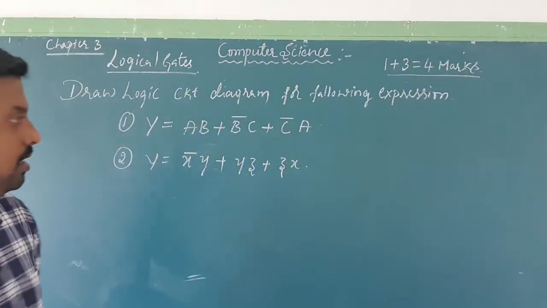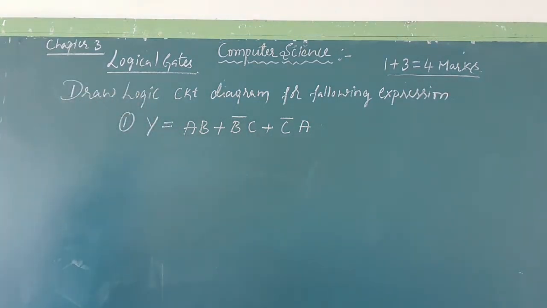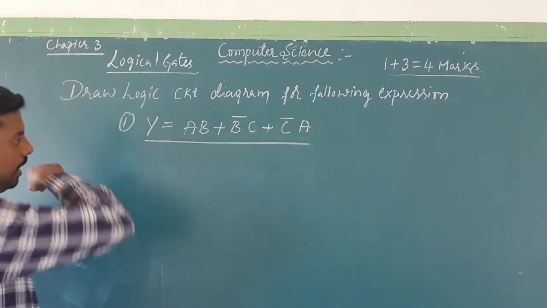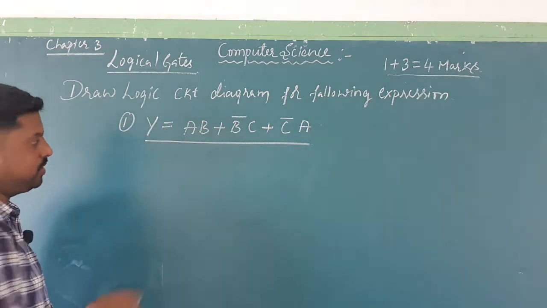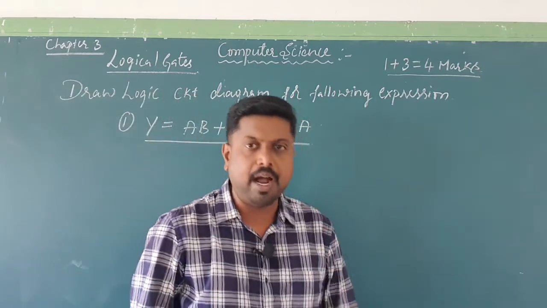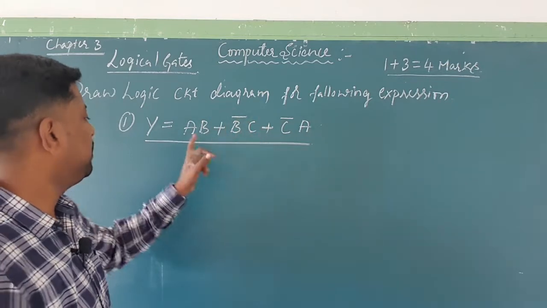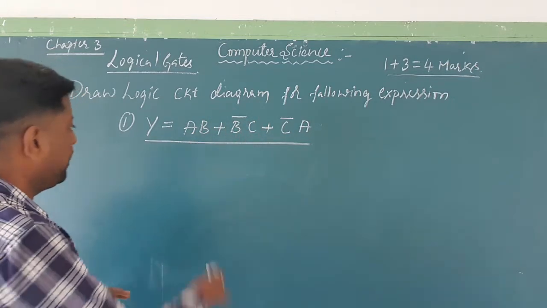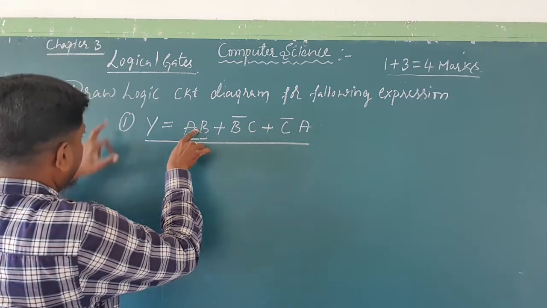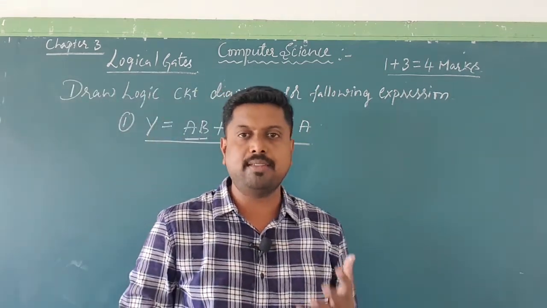For the first expression, see, the question is like this. They will give the expression in the form of y equals. It is a 3 input expression because 3 variables are there. You check a, b, and c. You divide that expression into 3 segments. The first one is a into b. Into means, as per a logical diagram, always an AND gate.